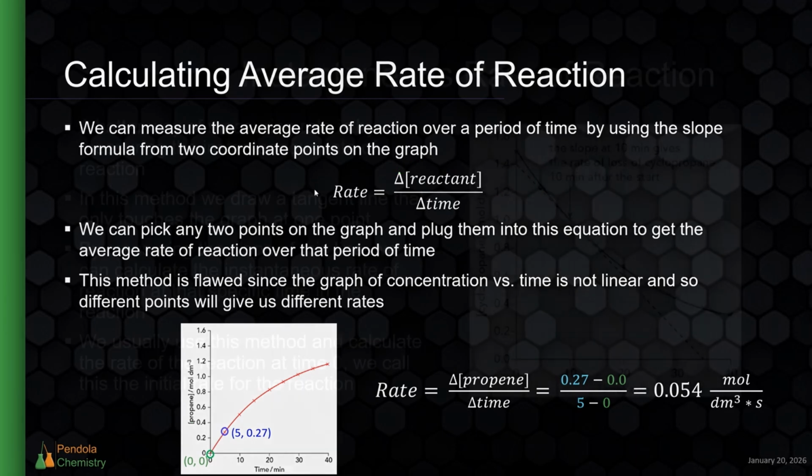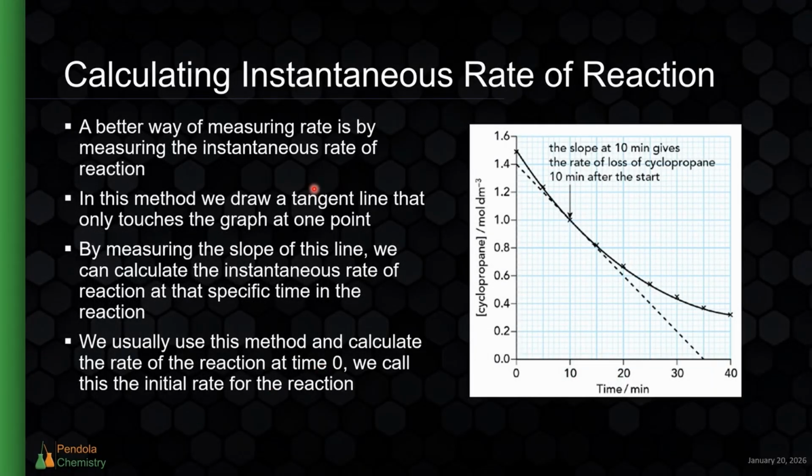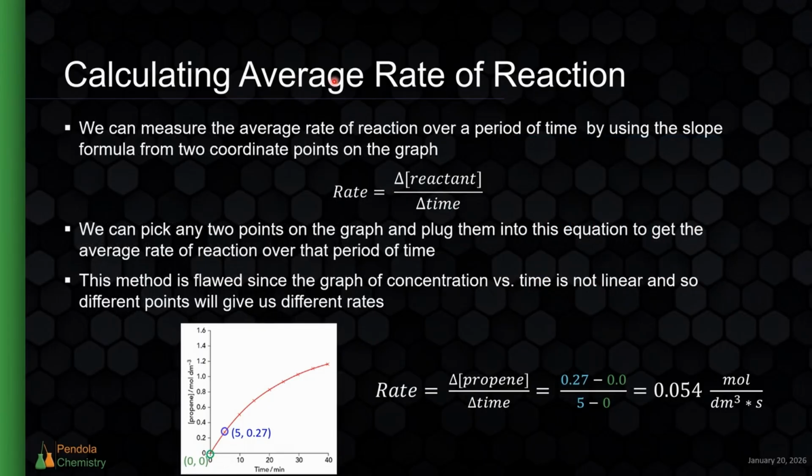So let's look at a different way of looking at this. We can also calculate what is called the instantaneous rate of a reaction. And the instantaneous rate of a reaction is much, much better because we're looking at a single data point. Another issue with the average rate, going back for a second, is that we're using 2 data points, and these 2 data points span this whole area of the graph. Even within this area of the graph, the rate changes. The rate up here at 5, 0.27 is actually lower than the rate here at 0, 0.